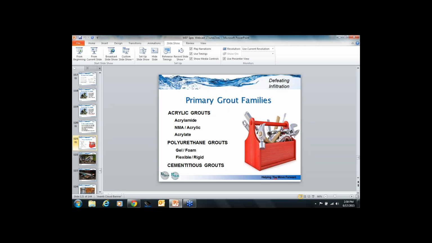There are 3 primary grout families. Acrylic grouts are typically associated with non-man entry systems, and main lines come to mind, and the reason for that is it's typically injected through a remote packer. That remote packer relies on the low viscosity of acrylics, equal to that of water, so it injects out through the defect into the soil. Urethane grouts are thicker viscosity, and because of their flexible quality, they're often used in manholes. Cementitious grouts are often used in geotechnical applications such as tunnels and mining.